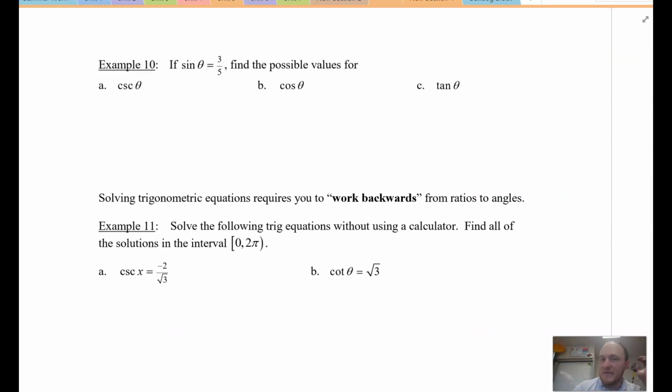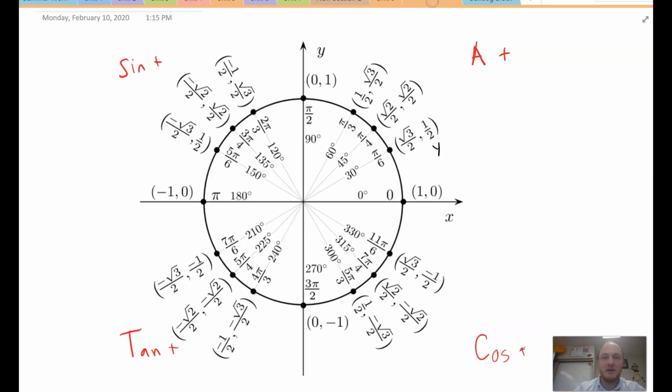So here they say if sine of theta is 3/5, find the possible values. What I'm going to do is draw a little xy axis, and they say sine is 3/5, so I'll make a triangle here. Sine is 3/5, opposite over hypotenuse. Now notice this could also apply in this quadrant as well. Sine is 3/5, because it's still positive, right? So sine is positive in quadrants 1 and 2, and we get that here.